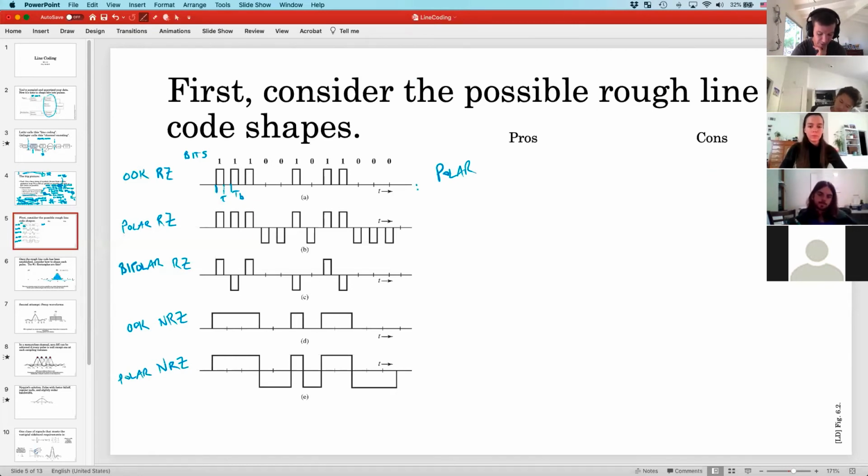So let's compare these two. On-off keying versus polar, both of them being return to 0. The average power in on-off keying is less, isn't it, for the same number of bits? If I don't do anything for half the time, then my power has to be less. So yeah, you're right that polar, in a con sense, requires more power.